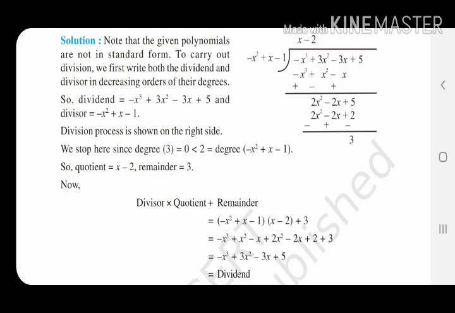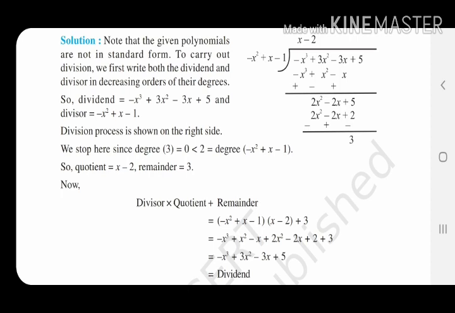Okay, then it is x square, it is x square, correct. So no variable will be multiplied. So the final term is minus 2. Now I got the term minus 2, and it should be multiplied with all terms of the divisor. So minus 2 into minus x square plus 2x square minus 2 into x minus 2x minus 2 into minus 1 plus 2. Then I will change the symbol and the remainder is 3.